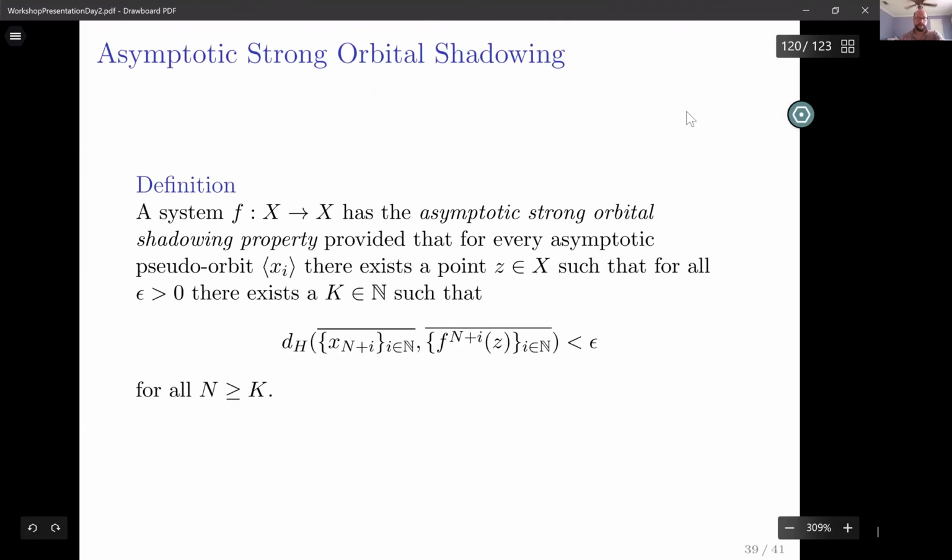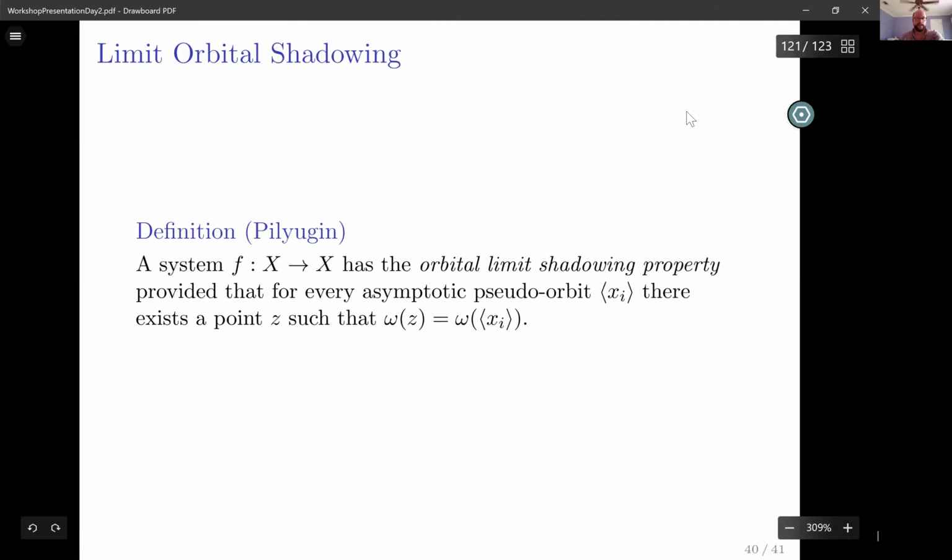And let's see what's next. The asymptotic strong orbital shadowing property is going to be the same thing. We're just going to say there is a k such that that happens for all n bigger than or equal to k. All right, the orbital limit shadowing is a property due to Pelyugan. It's saying that for every asymptotic pseudo-orbit, there's a point z so that the omega limit set of that z is equal to the omega limit of the asymptotic pseudo-orbit.